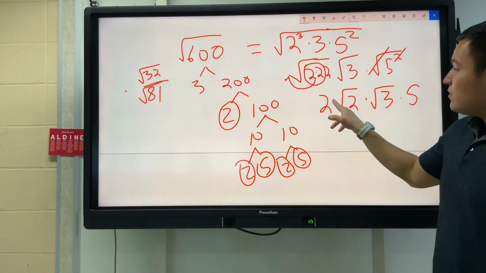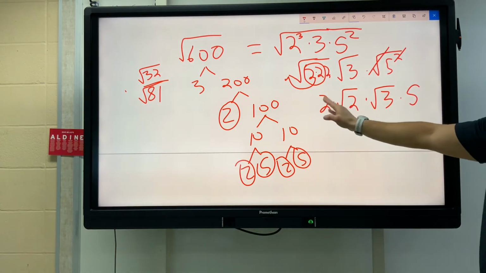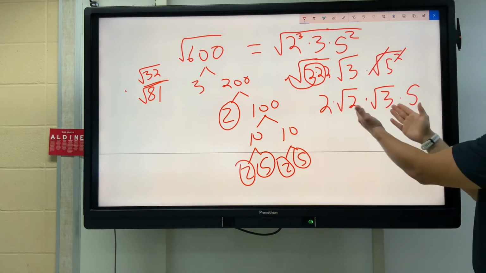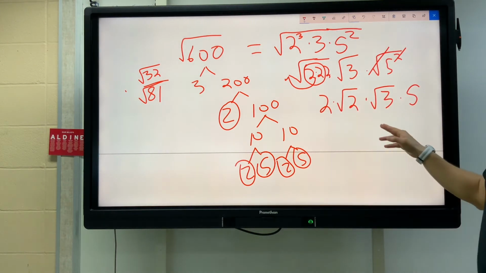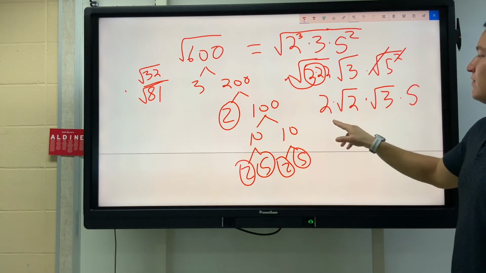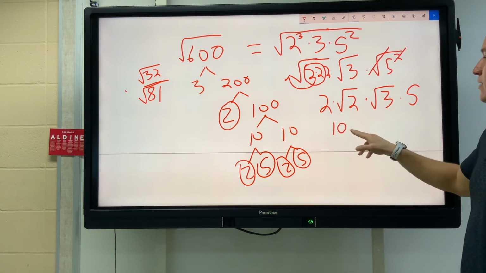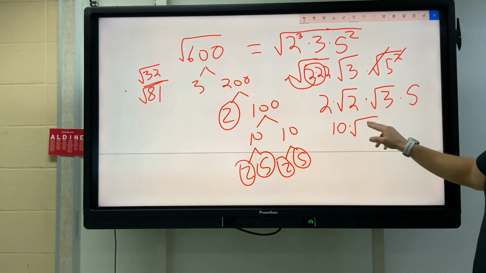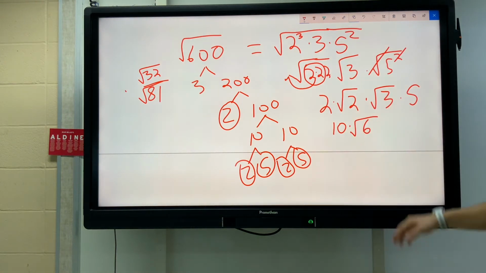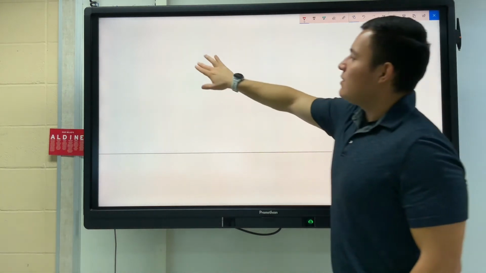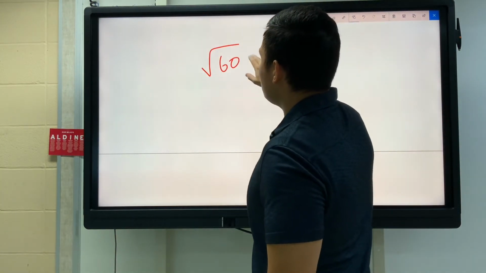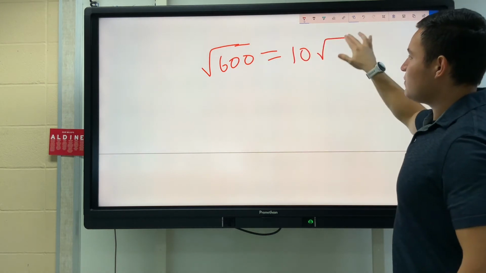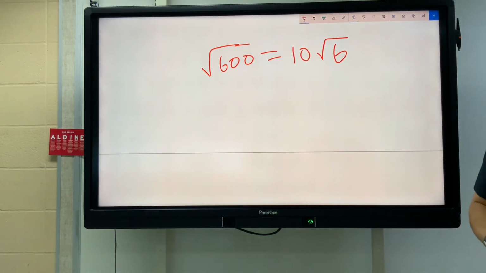Once you have all of these things multiplying, you can take the numbers that are outside of the square root and combine them, and the numbers that are inside of the square root will also combine. So this 2 and this 5, those can multiply to make 10. And they're going to multiply the square root of 2 times 3, which is 6. So in the end, the square root of 600 is equal to 10 square root of 6.